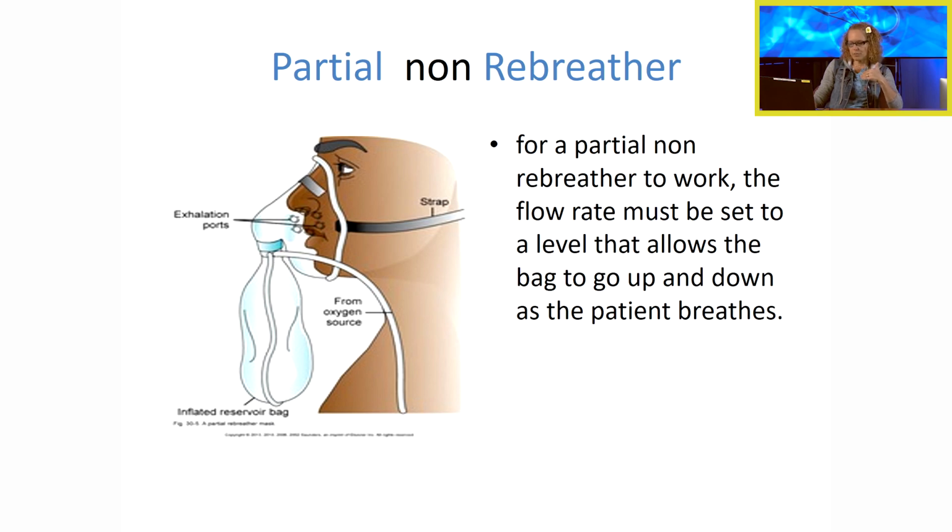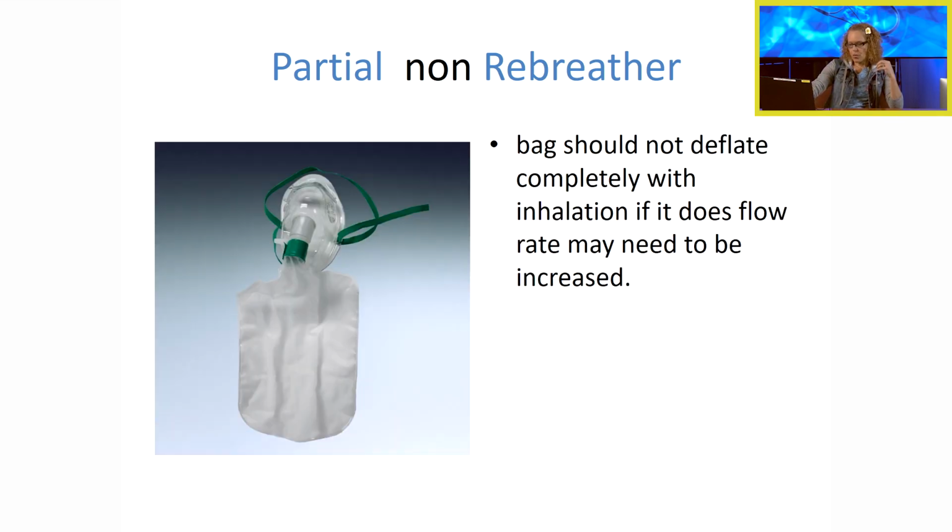So here we can see a partial non-rebreather work. The flow rate must be set to a level that allows the bag to go up and down as the patient is breathing, right? So that's what we want to look for when we are titrating this oxygen. The bag should not deflate completely with inhalation. If it does, the flow rate may need to be increased, okay?